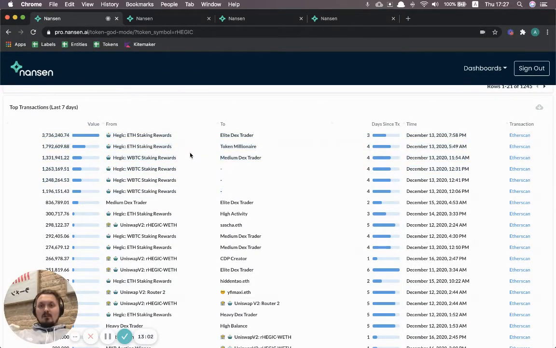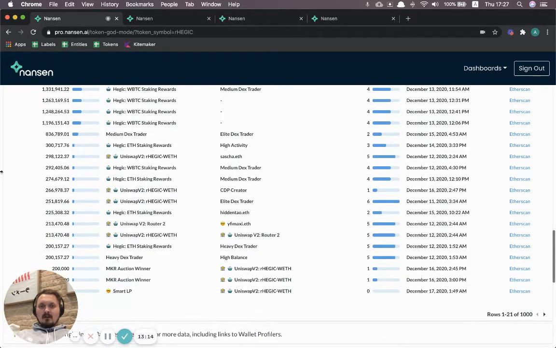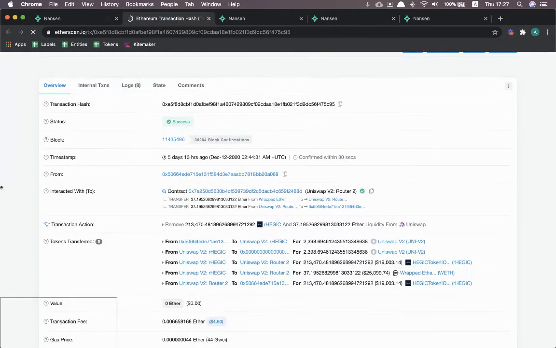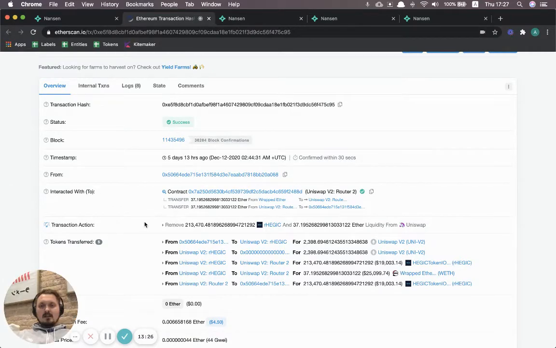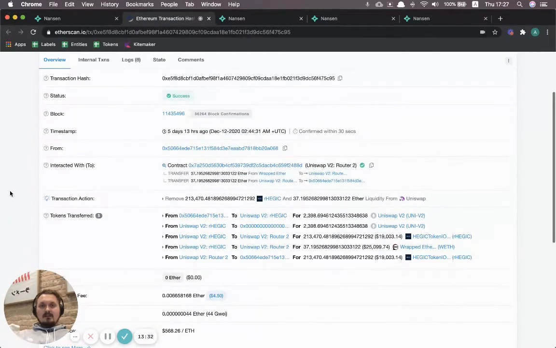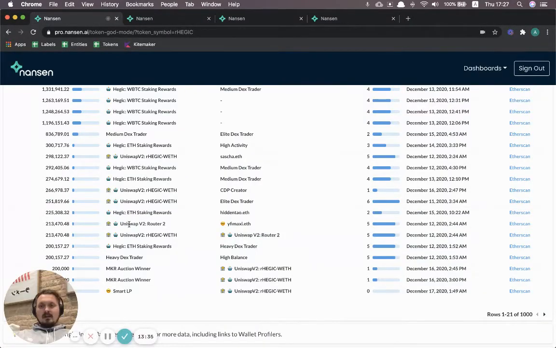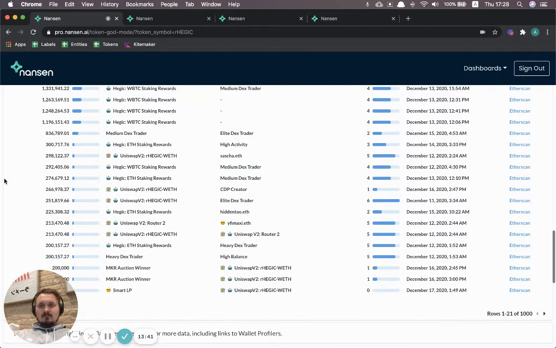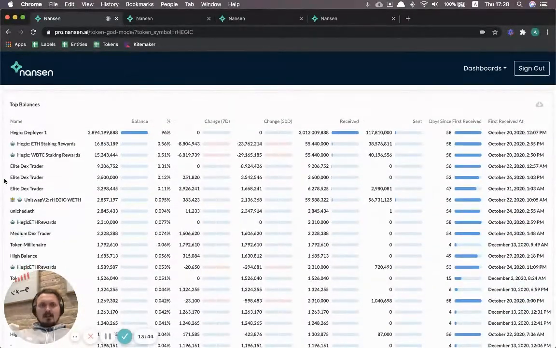Well, that's coming out of the ETH staking rewards. We also see some people claiming rHEGIC tokens from the Wrap Bitcoin staking rewards. So that's kind of interesting. And this one might be a purchase actually. Let's have a look at this one. No, okay, it's not a purchase. It's actually them removing liquidity. That makes sense. So they've had some rHEGIC tokens in Uniswap, and then they basically pulled those out of Uniswap. Yeah, so there's a little stuff to dig into here.